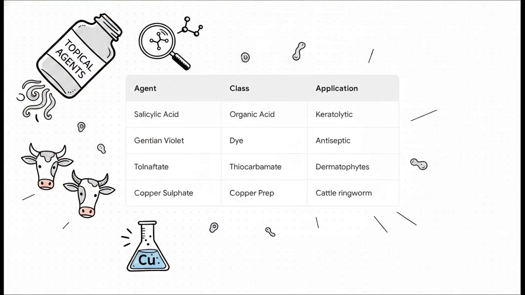We also have this whole toolbox of miscellaneous topical agents. You've probably seen these in the clinic. There's benzoic and salicylic acid used in Whitfield ointment as keratolytic topicals. We've got undecylenic acid for microsporum, and dyes like gentian violet that work as surface antiseptics. Tolnaftate is another one that inhibits squalene epoxidase, just like terbinafine, but strictly topically. And don't forget copper sulfate, a classic astringent fungicide used for cattle ringworm. They might be older, traditional remedies, but they still get the job done for everyday superficial mycoses.